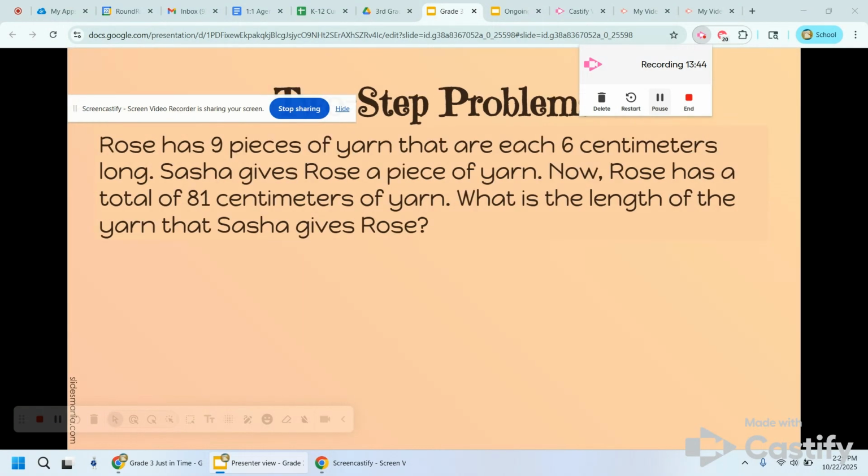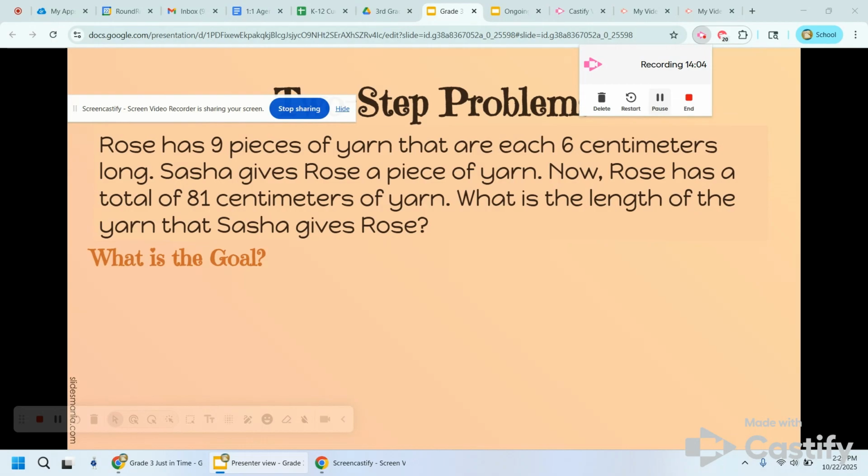All right, let's try another one using that same strategy. Rose has 9 pieces of yarn that are each 6 centimeters long. Sasha gives Rose a piece of yarn. Now Rose has a total of 81 centimeters of yarn. What is the length of yarn that Sasha gives Rose?